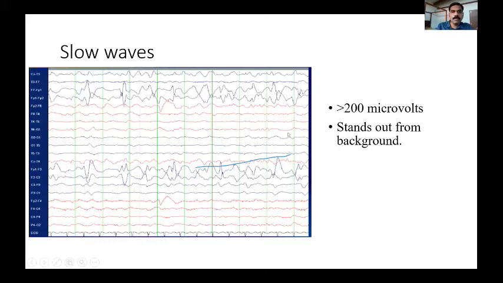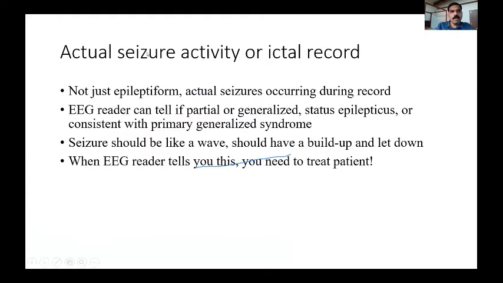And typically you have a spike and a slow wave complex, or a sharp wave and a slow wave complex. When you have a spike and slow wave complex or a sharp wave and slow wave complex, they are usually suggestive of epilepsy. Sometimes what happens is we can actually record a seizure activity during the EEG, and it's called an ictal record. Not just epileptiform, we can actually record the seizures during the EEG.